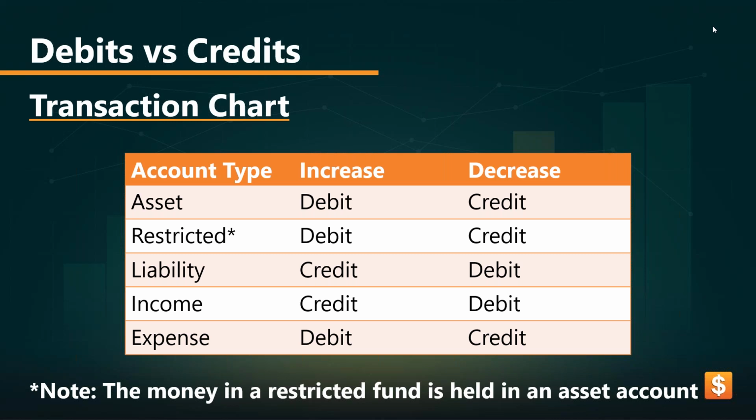For liabilities, it's just kind of the reverse. It's kind of what you owe as opposed to what you have. So the increase and decrease with the credits and debits are reversed. And then we have the income and expense. So for the credit and debit aspect of it, the income acts kind of more like the liability in that the credit increases it and the debit decreases it. And for expense, the debit increases it and the credit decreases it.